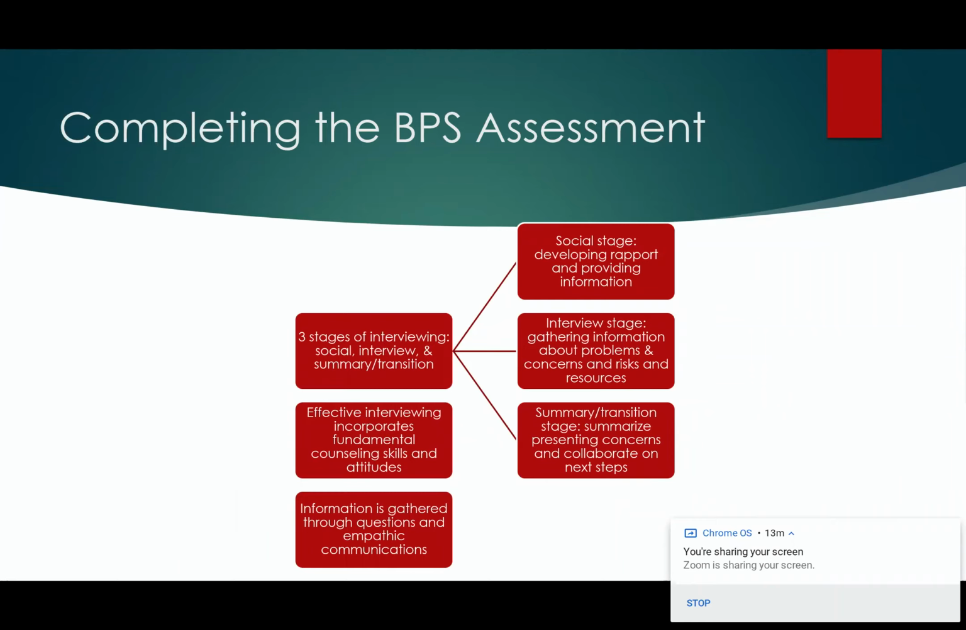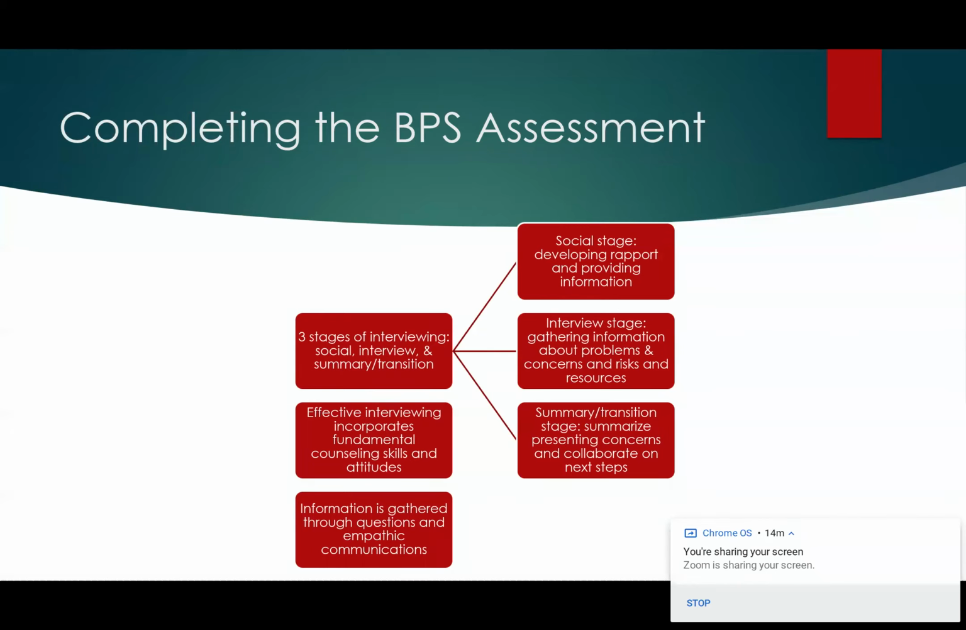So in completing the biopsychosocial assessment, there are 3 stages of interviewing. The first includes the social stage. This is where we really start getting to know someone. We start building a rapport and a therapeutic relationship with them, providing them with information about the program or about the services that we offer, as well as offering a safe space that we could work in.